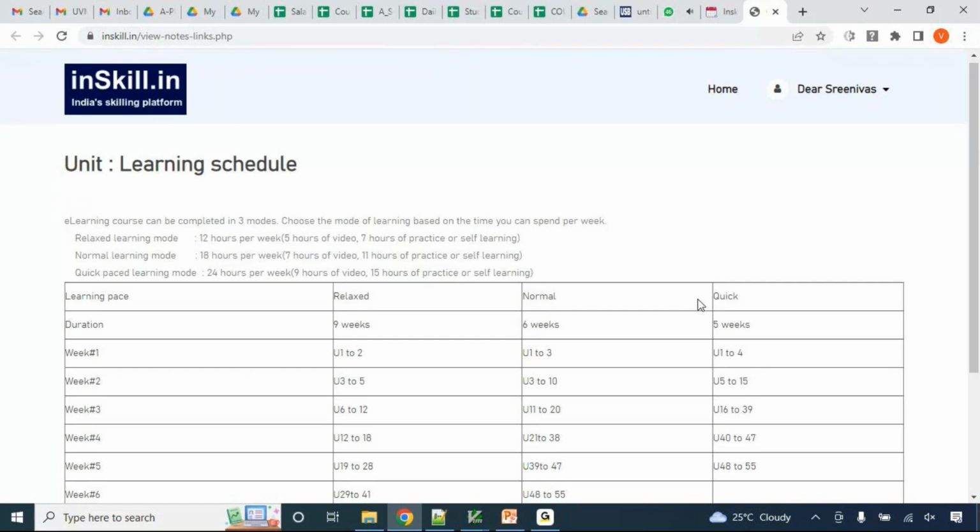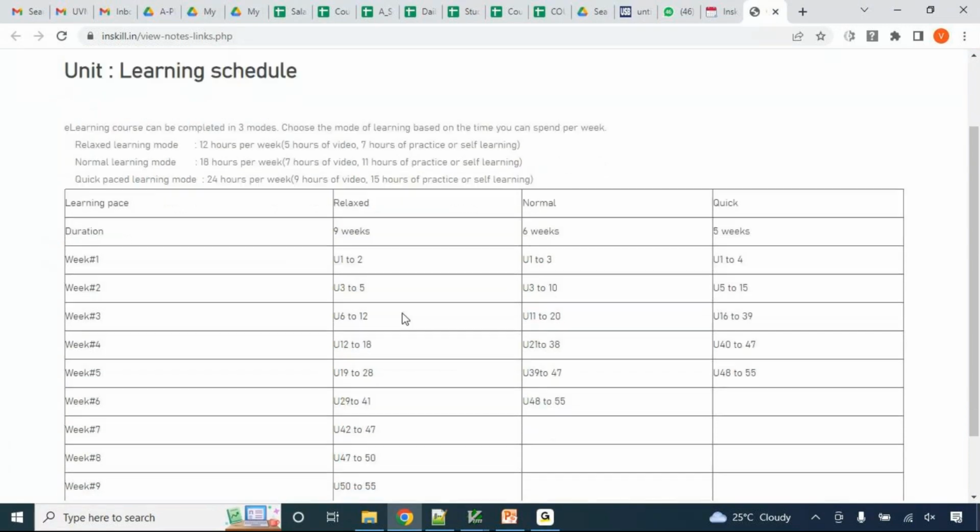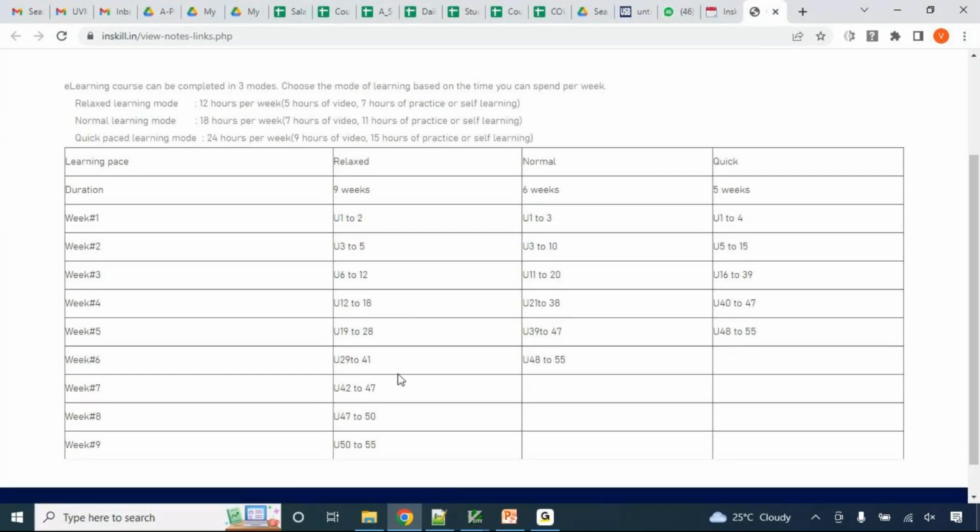What is quick learning mode? Relaxed mode means you have, let's say, only 12 hours per week. Normal mode means 18 hours per week. Quick-paced learning mode means 24 hours per week. Accordingly we'll give you the schedule. If you have 24 hours per week, you can finish the entire Verilog course in 5 weeks only. If you are going for normal mode where you can only spend 18 hours per week, you may have to spend 6 to 7 weeks. In relaxed mode, you don't have much time, you can only spend 12 hours, so you will have to spend almost 9 weeks to complete the same course.